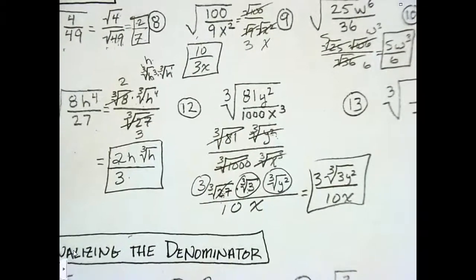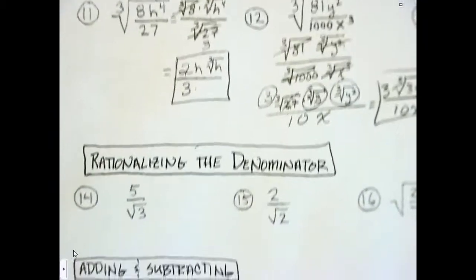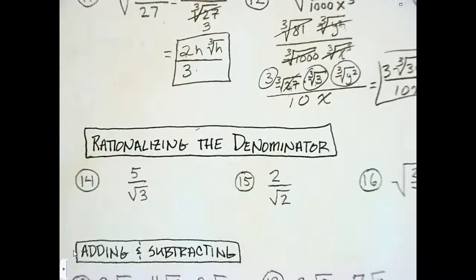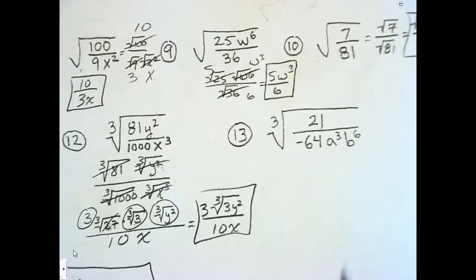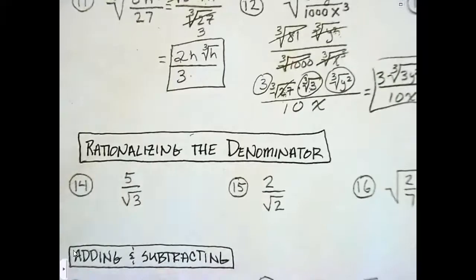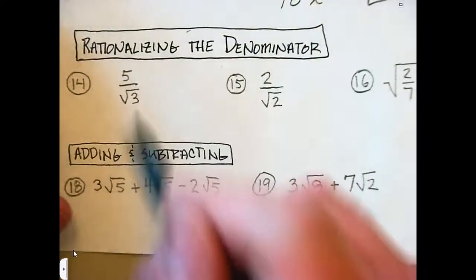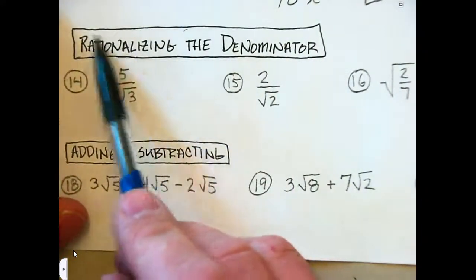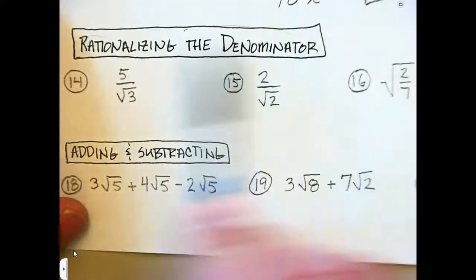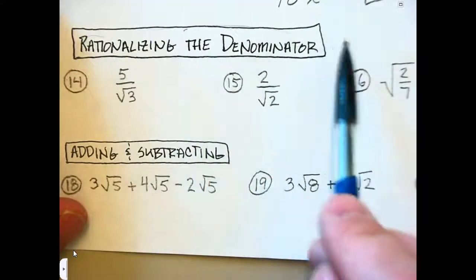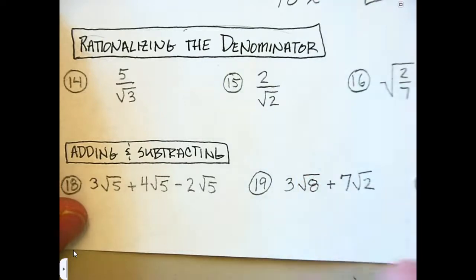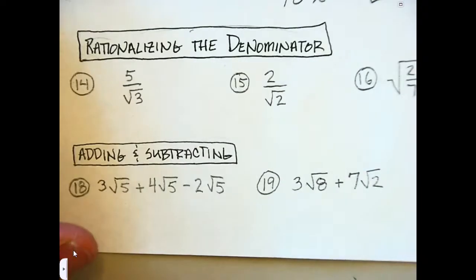Okay, I want to go on to rationalizing the denominator. Remember, you're not allowed to have a root in the denominator. By the way, there's number 13 there if you want to practice it if you have downtime, but don't do it while we're doing this part here. Rationalizing the denominator. In other words, get the root out of the denominator. If this math vocab is confusing you, write in parentheses next to it, get the root out of the denominator. That's what that means.